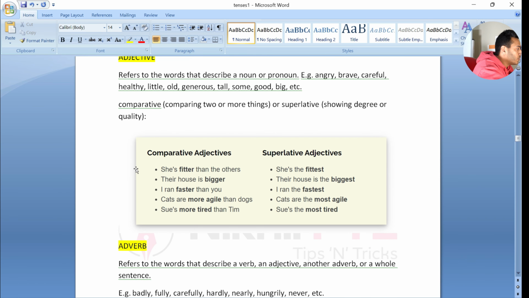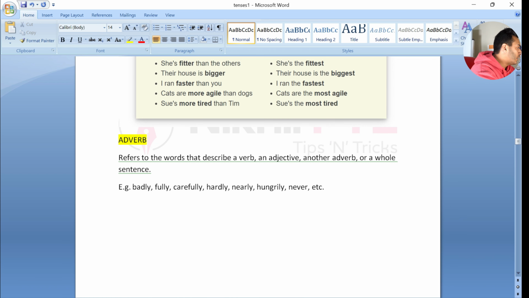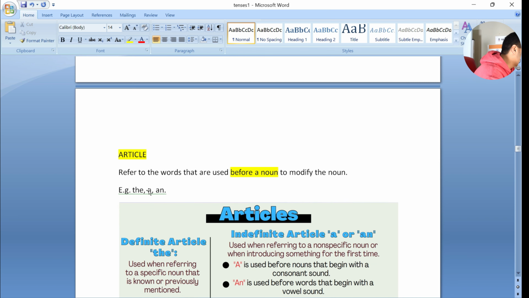All good. So these are two types of adjectives. When you are comparing two things, that is a comparative adjective: she is fitter than the others. Here you are comparing. And superlative: she is the fittest, when you are not comparing, talking about oneself. Adverb: the word ending with ly, that is called an adverb.